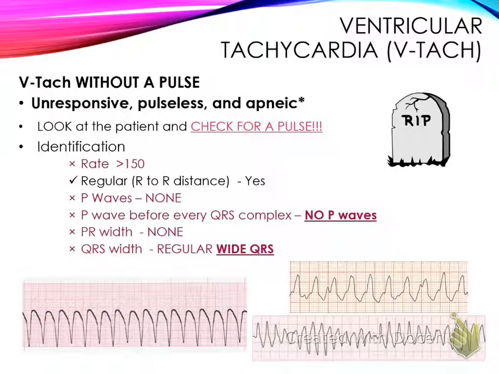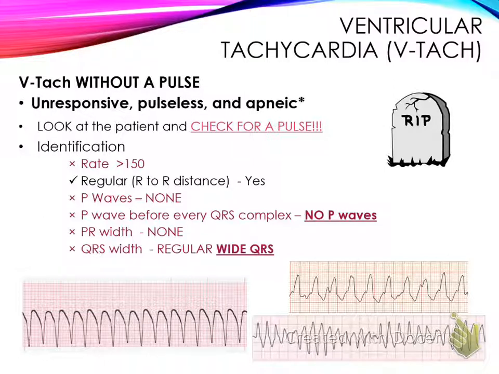So you will see, we can identify it, check for a pulse. It's all exactly the same, except there's no pulse. The heart rate will look exactly the same. The way you treat it depends on whether they have a pulse or whether they don't have a pulse. If they have a pulse, we'll give antiarrhythmics and oxygen and electrolytes and cardioversion. If they don't have a pulse, we go straight to code blue.